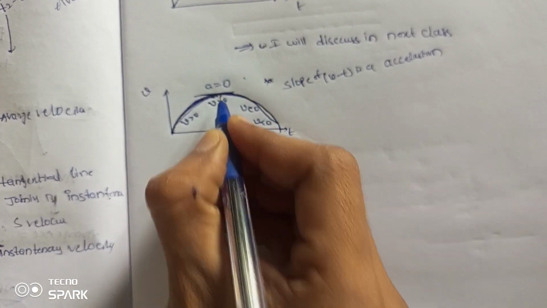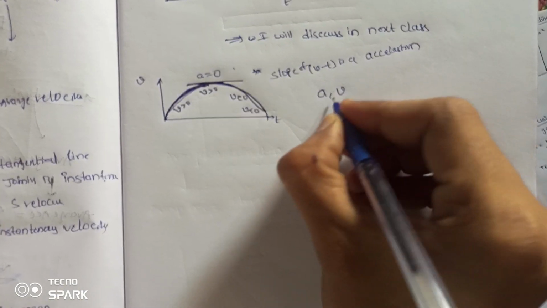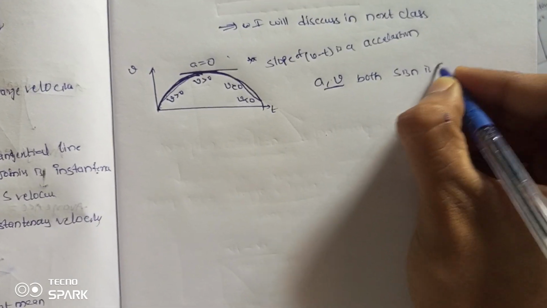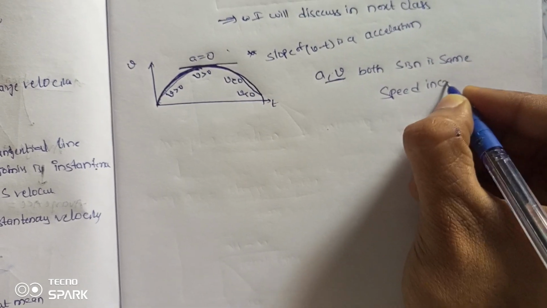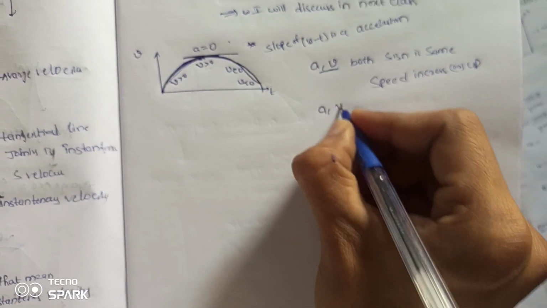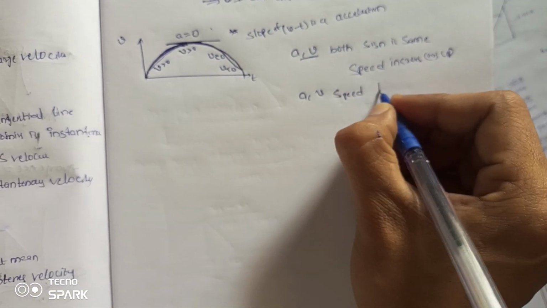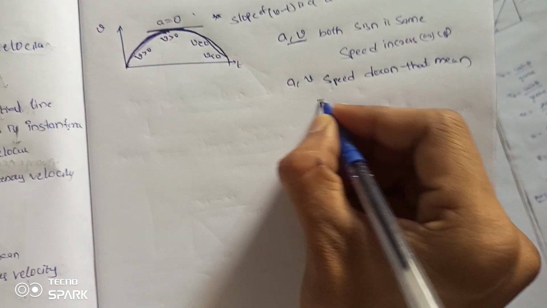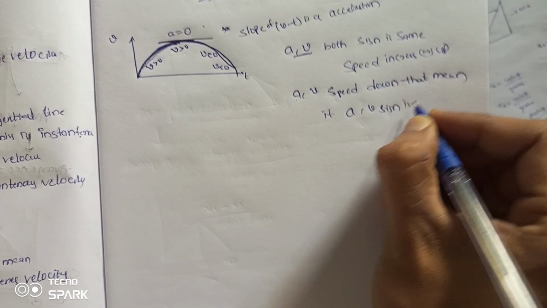How to find whether speed increases or decreases? If the signs of acceleration and velocity are both the same, the speed is increasing, or up. If the signs of acceleration and velocity are different, the speed is down.